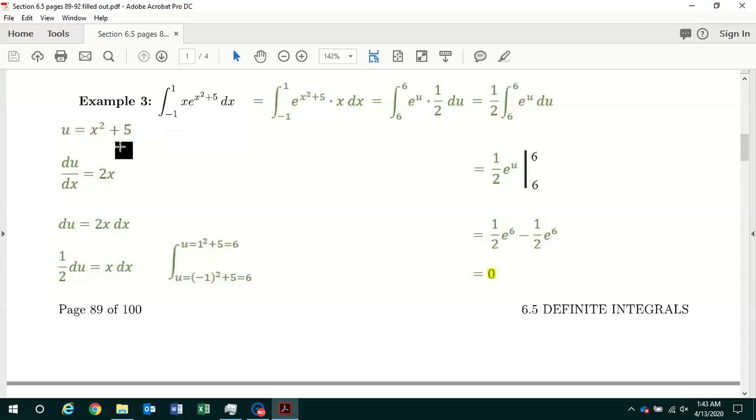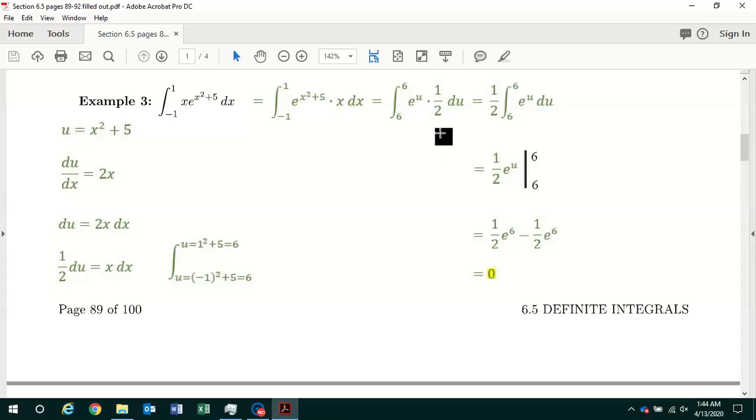And when I put in -1 for x, I have u equal to -1 squared plus 5, which is equal to 6. And when I put in +1 for x, I have u equal to 1 squared plus 5, which is equal to 6. So the limits of integration for the variable u are 6 and 6. Now, from experience, what I know this means is the value of this definite integral is going to equal 0. Whenever the limits of integration are the same, the upper and the lower, the value of the definite integral is going to be equal to 0.